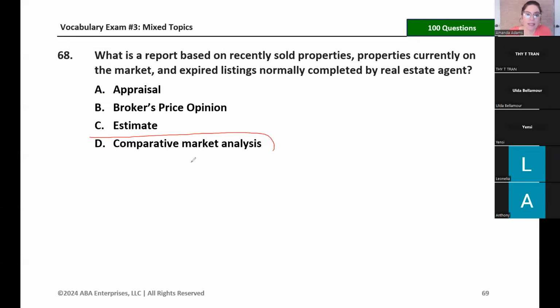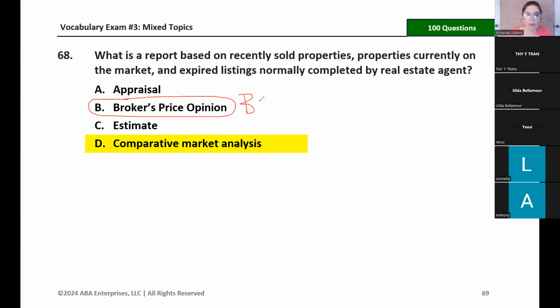That's a D. That's a CMA, comparative market analysis. That's a CMA. Very good. What's the report that's done by a licensed and certified appraiser that's ordered by a lender to determine the value of the loan? That's A, right? Yes. Okay, now Rajneet asks for what is a BPO, a broker price opinion.